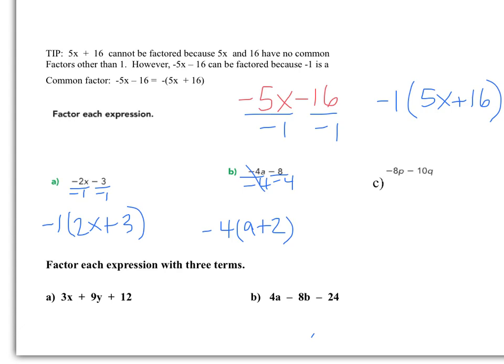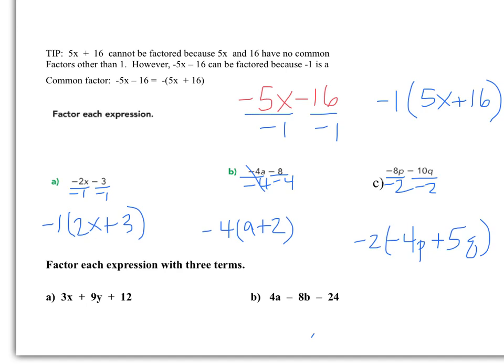Okay, down to letter C, we have negative 8p minus 10q. What can we take out of both of those? The greatest common factor would be negative 2. So we're going to remove a negative 2 from both. So negative 8p divided by negative 2 is negative 4p. Negative 10q divided by negative 2 is positive 5q.